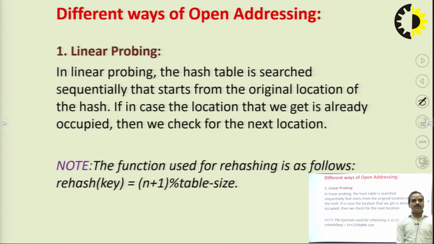In linear probing, the hash table is searched sequentially, starting from the original location of the hash. If the location that we get is already occupied, then we check the next location. If the data is not found, we return false. Note, the function used for rehashing is rehash(key) = (n+1) mod table size. This is the hash function which is used to map the data.